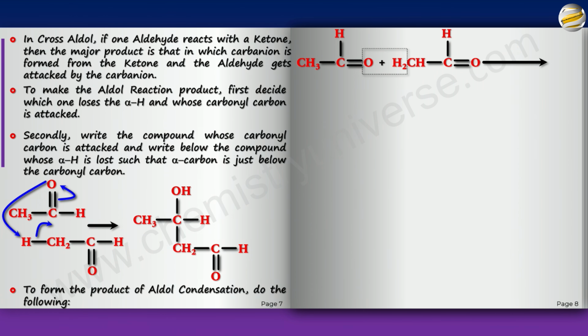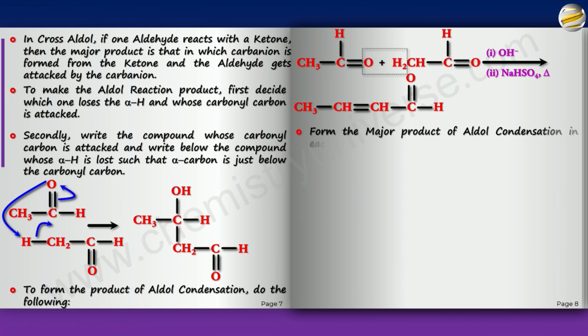So obviously I must have added OH minus first, then resorted to heat. And remember, even if I don't write the acid, I simply write heat, it will still dehydrate. You'll get this. Okay, so that way you can easily do it. So using this, you have to write the major product of the aldol condensation in each of the following cases.